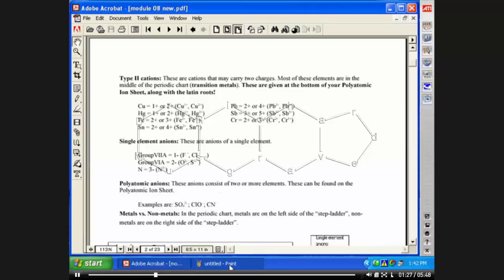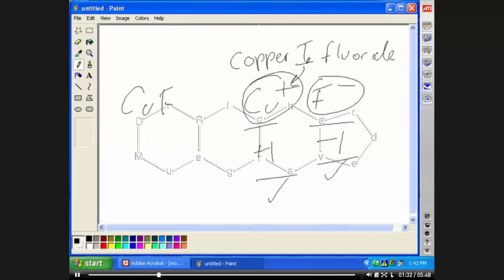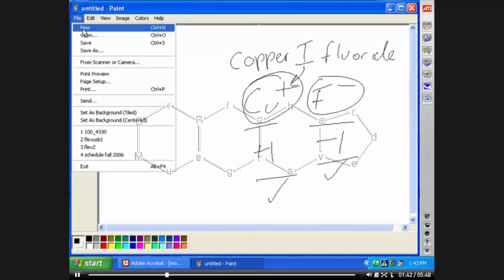And we do that by using the Roman numeral, as I showed you earlier. Right here, copper 1 fluoride. That 1 is there not because there's only one copper, but because the charge is 1 plus. Well, let me show you why it's important.